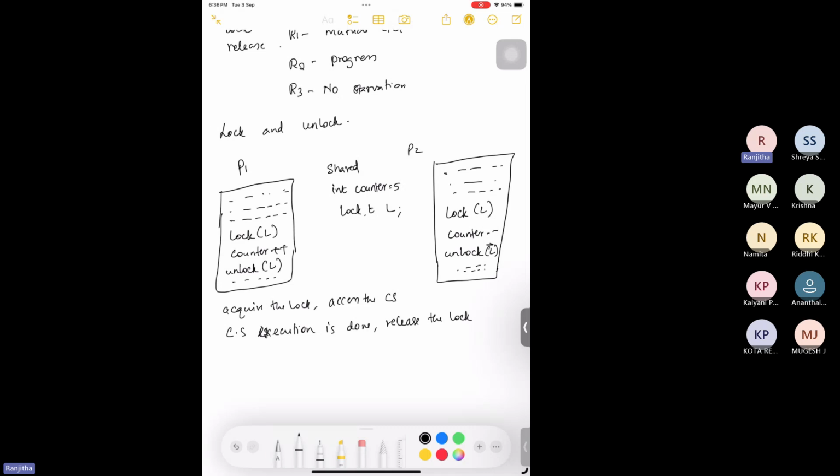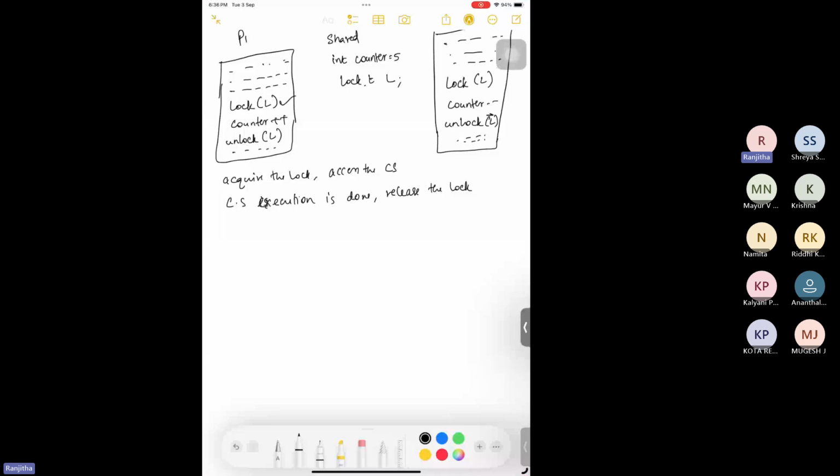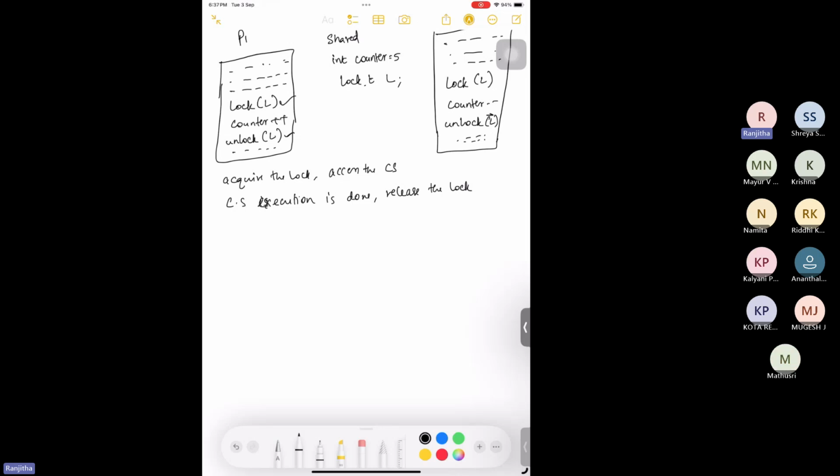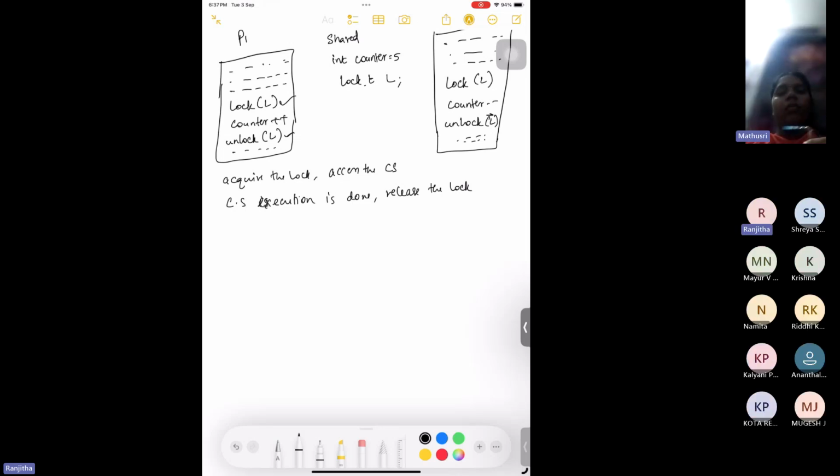Like we wrote here, lock and unlock, when we write our code, we have to explicitly acquire the lock and release the lock once the critical section or the shared variable operations are done. So only when you have the lock, you will be able to do the operation, that is counter plus plus.